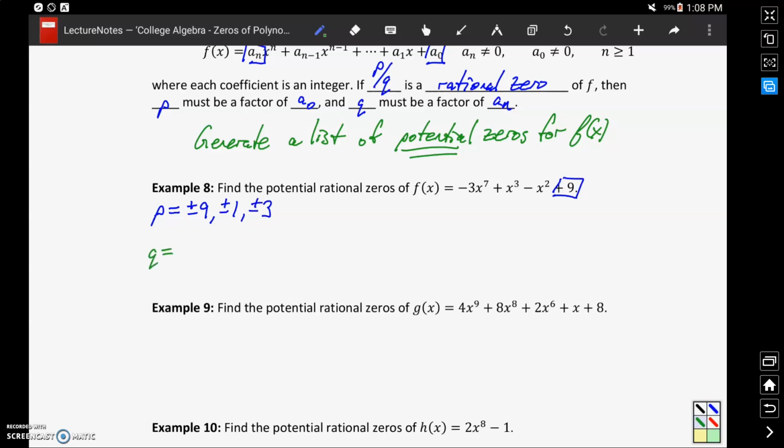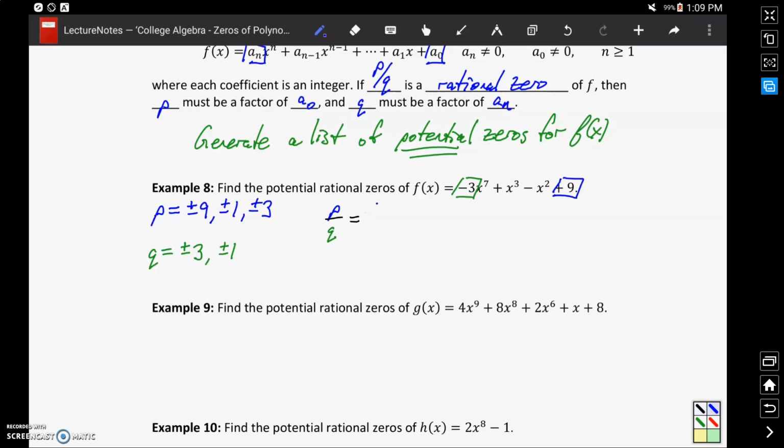For q, we're going to look at the coefficient of our leading term, which in this case is negative 3. Our factors in this case would be 3 and 1. But we need to multiply together a negative and a positive number. So what we're going to do is, again, consider both positive and negative 3 and positive and negative 1. From here, what we're going to do is generate our list of all values p over q by combining every pair that we can possibly match together from our list of p and q.